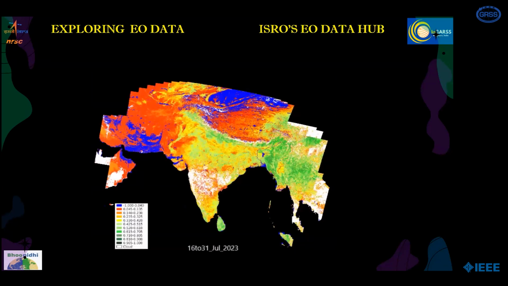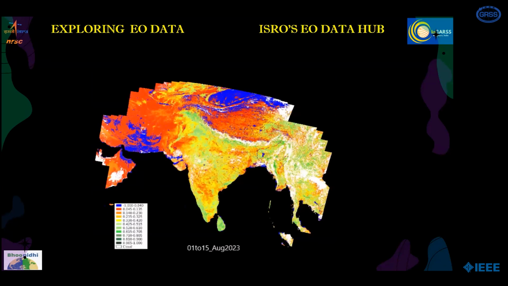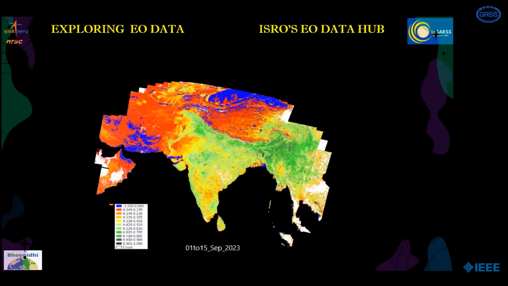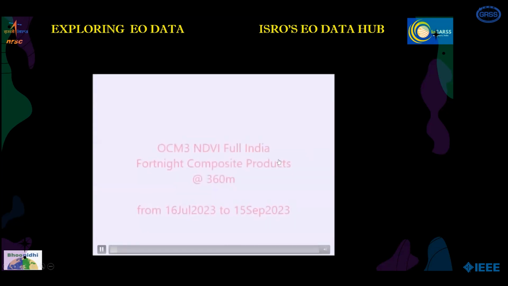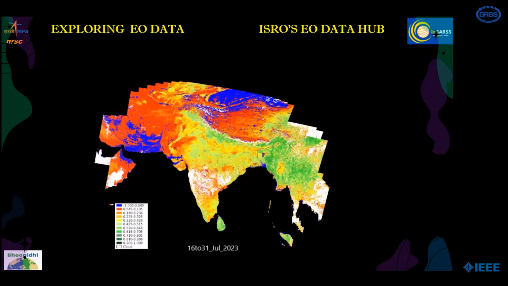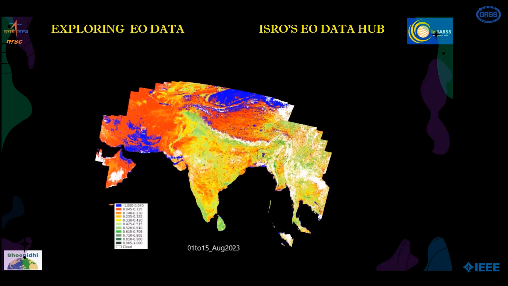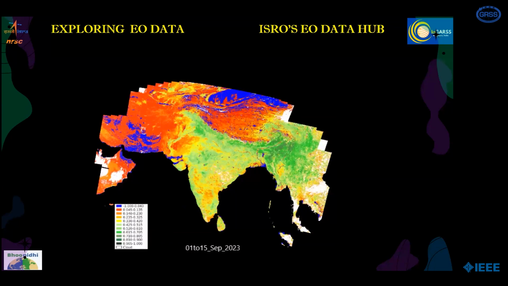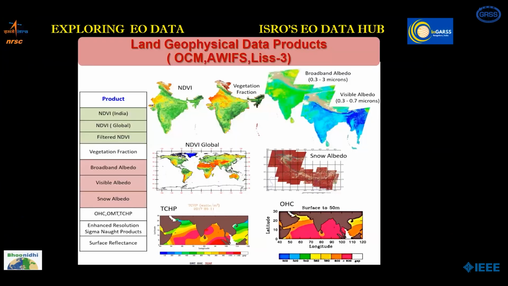Then we are also generating NDVIs from LAC, and that is for full India. On a fortnightly basis, they are at 360 meters, which allows users to see the trends and do time series analysis. So this is from August or September, a few of the products. And there are many other geophysical products which are generated through our different sensors.